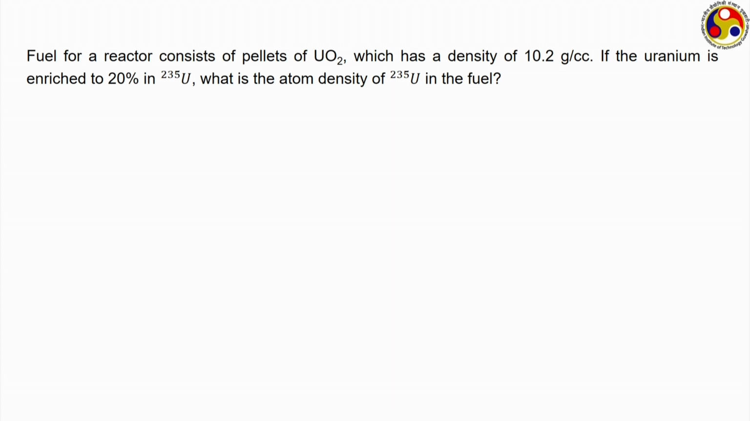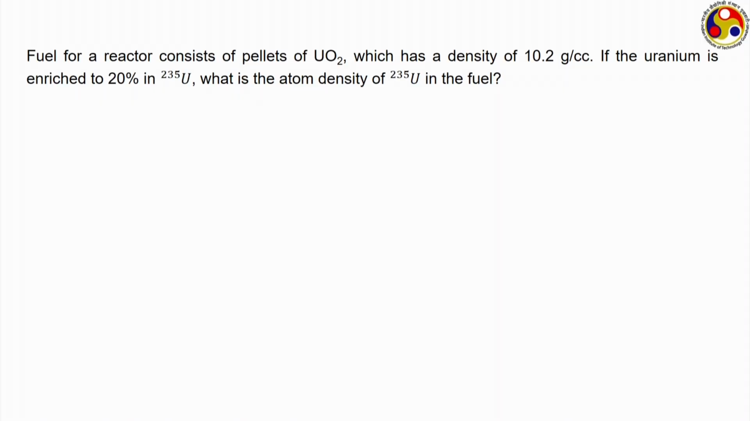But the same problem we are now modifying slightly. It is said that the fuel for a reactor consists of pellets of uranium oxide. Generally in a nuclear reactor, as we shall discuss later on, fuel is provided either in the form of rectangular pellets, that is blocks having rectangular cross section, or as cylindrical rods. And invariably it is some kind of compound of uranium, some oxides or sulfides or hexafluorides of uranium. So, in this case you have uranium oxide and its density is given, and the uranium part of that uranium oxide is enriched to 20% in U-235.